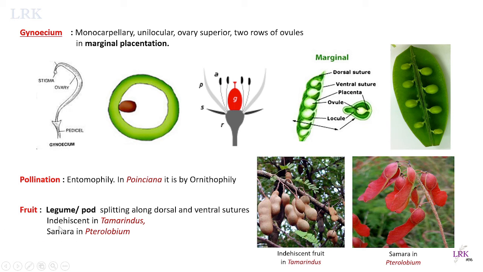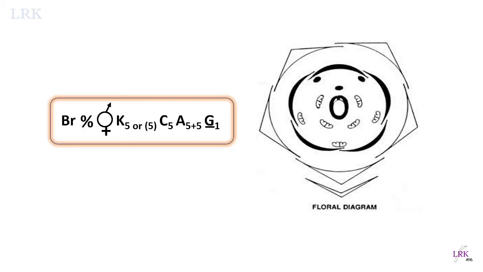After pollination, fertilization occurs and fruit formation takes place. So the fruit is a legume in Bahinia, and it is indehiscent in Tamarindus, and it is samara in Pterolobium. The seed is non-endospermic. So this is regarding the fruit, and now the floral formula and floral diagram.